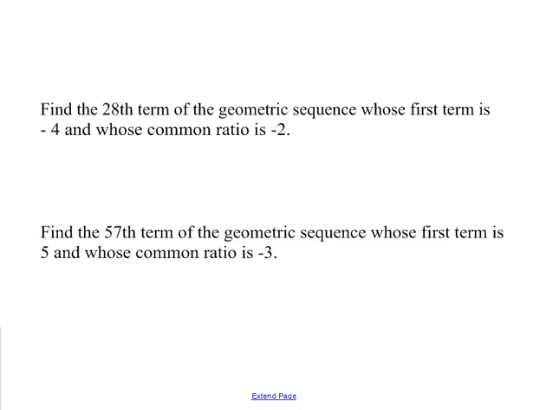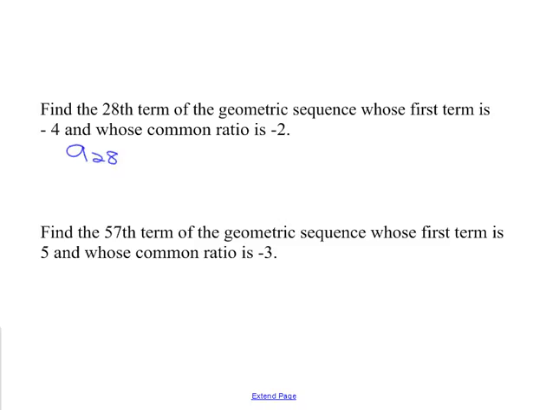Here we have two examples. Let's take a look at the first one. Find the 28th term of the geometric sequence whose first term is negative 4 and whose common ratio is negative 2. Okay, so we want to find the 28th term. That's a specific term, a sub 28.